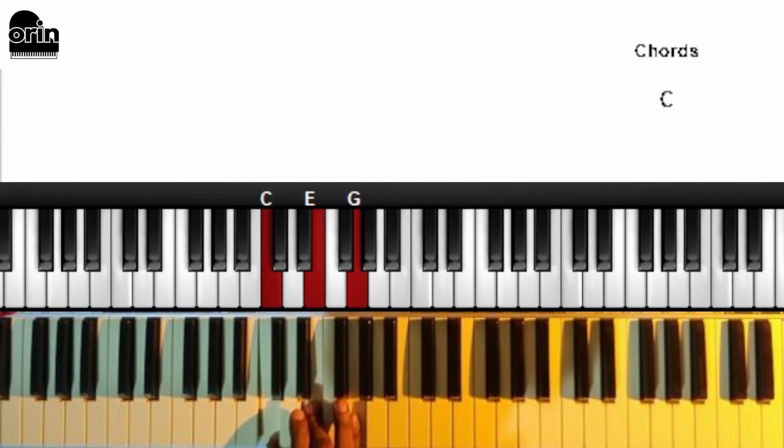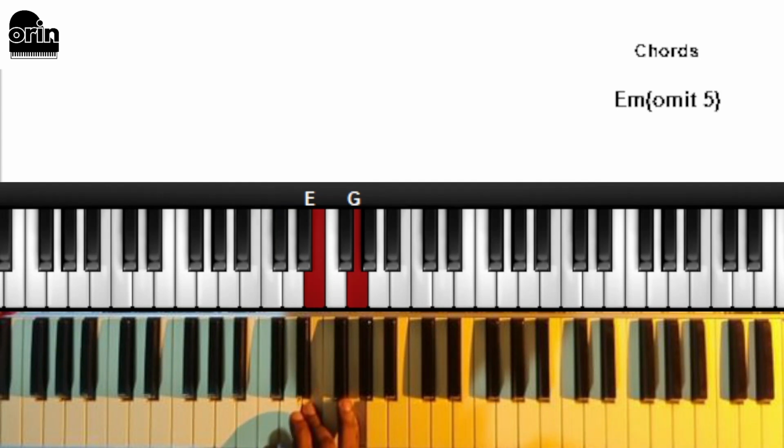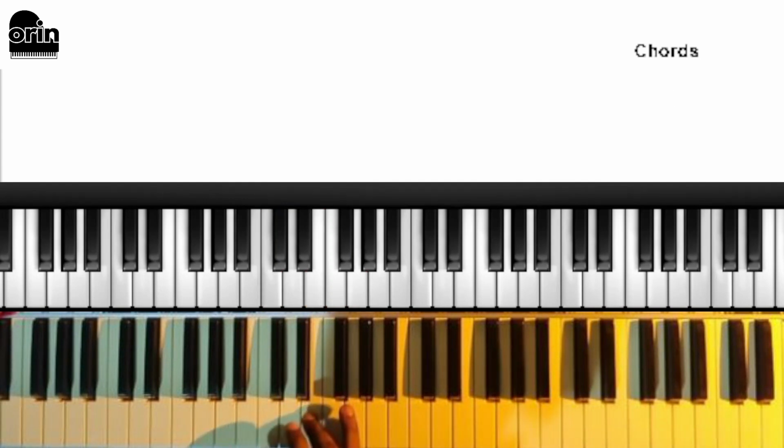So C is in the name, which means the root position, or the normal way to play C major, is this. Starting with the C, C will be the lowest note, just like you see right here. C is the lowest note, so that is the root position of the C major triad. That is the root position without any inversion.